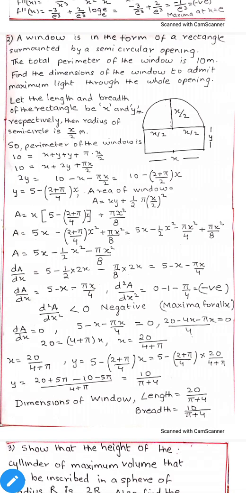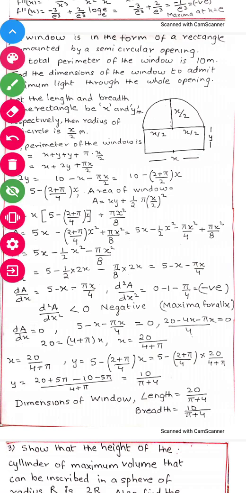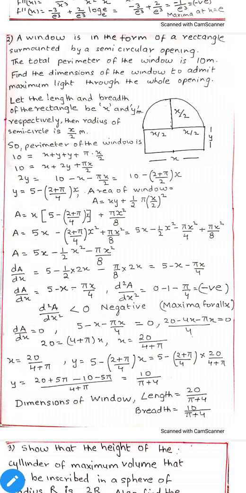A window is in the form of a rectangle surmounted by a semicircular opening. The total perimeter of the window is 10 meter. Find the dimensions of the window to admit maximum light through the whole opening. Let the length and breadth of the rectangle be x and y. As you can see, the rectangle has length x and breadth y.